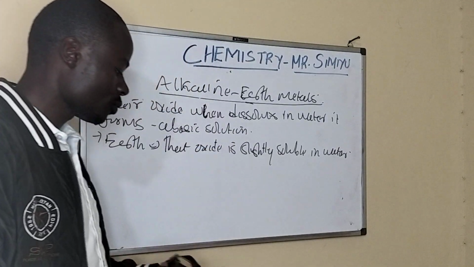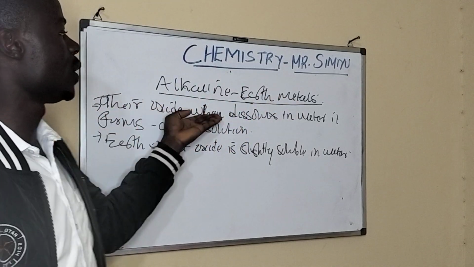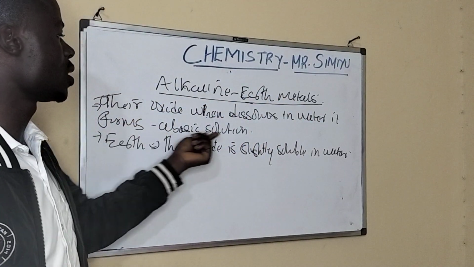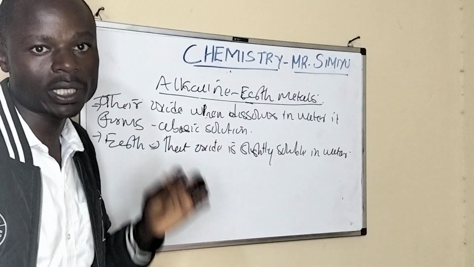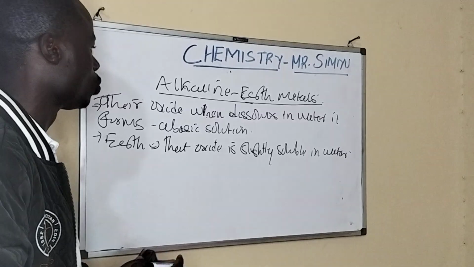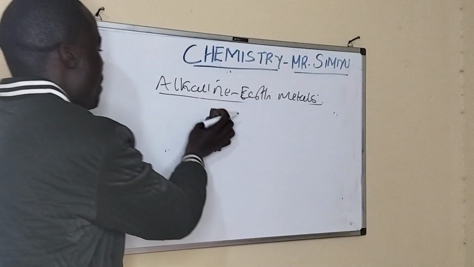So when being asked why alkaline earth metals, their oxides, when dissolved in water, form a basic solution. Number 2, why earth? Because their oxide is slightly soluble in water. Let's look at the group 2 elements. We have said that alkaline earth metals are group 2 elements. Number 1, they are group 2.